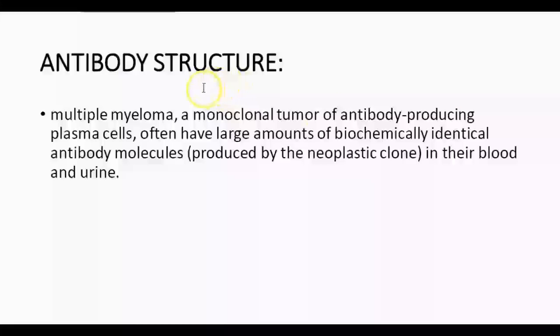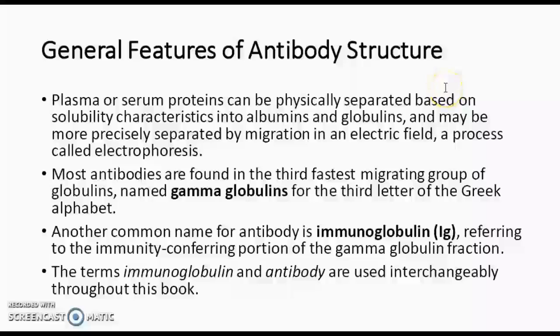The antibody structure is quite different according to the cells that produce it, as in multiple myeloma, a monoclonal tumor of antibody-producing plasma cells, which often have a large amount of biochemically identical antibody molecules. General features of antibody structure include some features. One of them is that plasma or serum protein can be physically separated based on solubility characteristics into albumin and globulins.